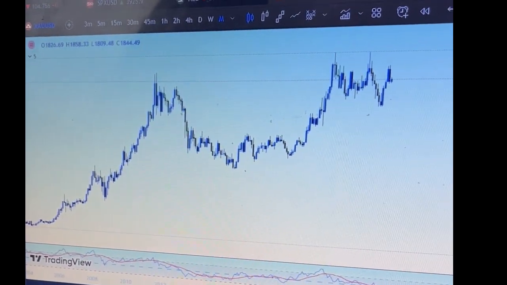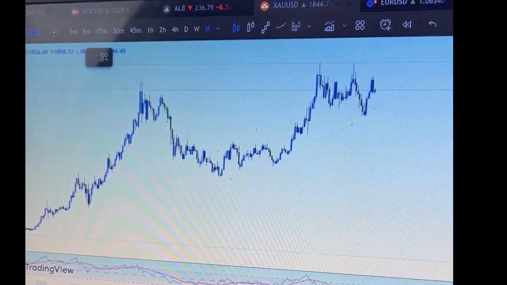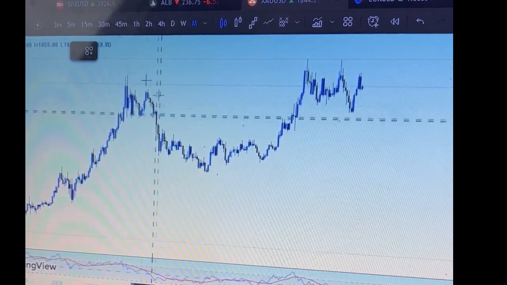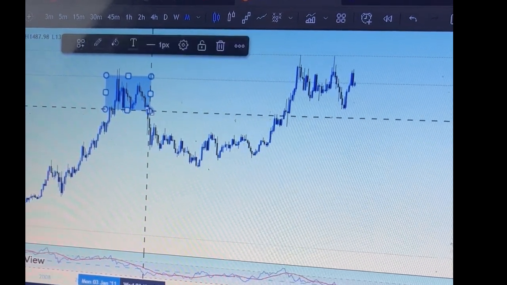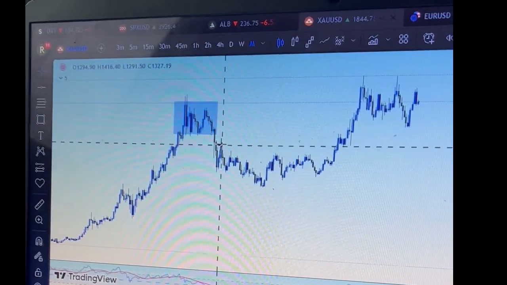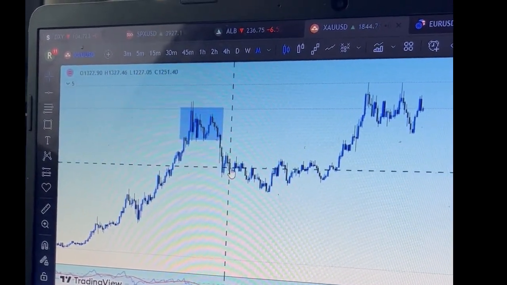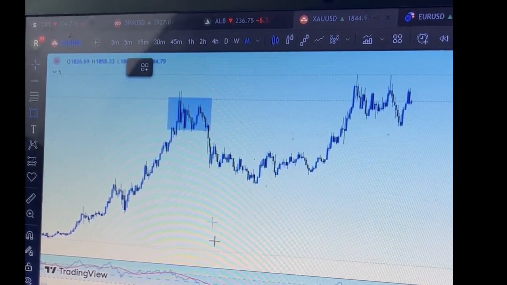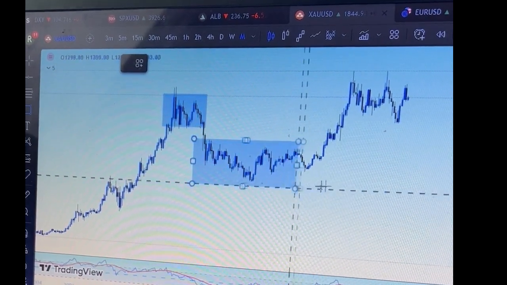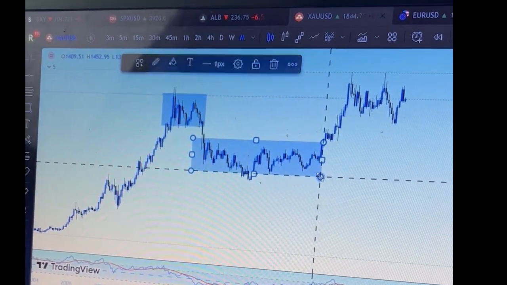So we know right here in this area, price went up and then halted here. So this was a prior supply area. It came back down, the run was in between here, then it started to move that way. So then we know that's a demand area.